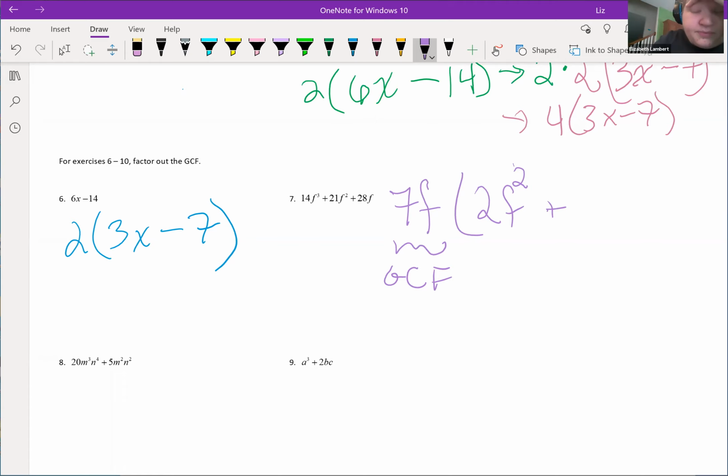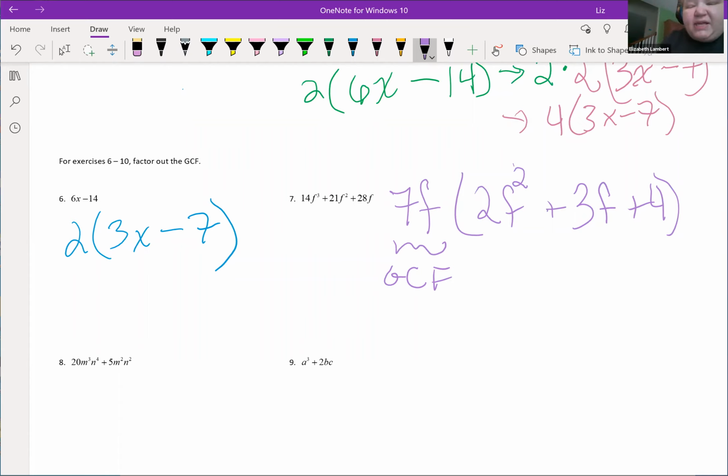Plus, now we play it again. I'm factoring out 1 of the f's. 7 out of 21 is 3, and now it's just with a single f, plus the f for this term is now out front, and then 7 goes into 28 4 times. So there's our factored form. 7f times 2f squared plus 3f plus 4.